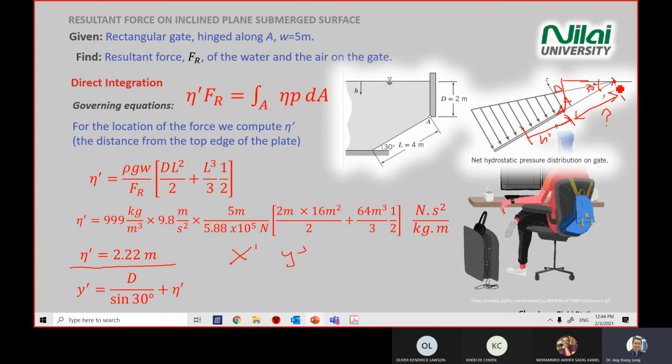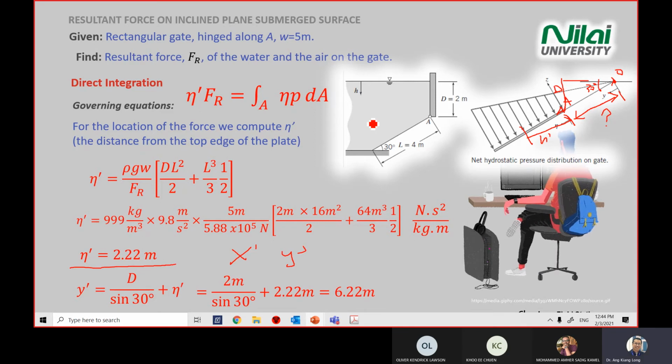So you need to calculate the length of this one. The length of this one, you use trigonometry. You take the sine relationship. You're able to find the question mark length here. So you take D divided by sine 30 degree plus the n prime, and you'll get the distance of y prime from the origin, or from the surface of the water. Okay. So you substitute all the values, and you'll get 6.22 meter as your y prime.